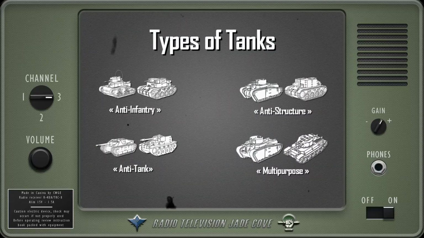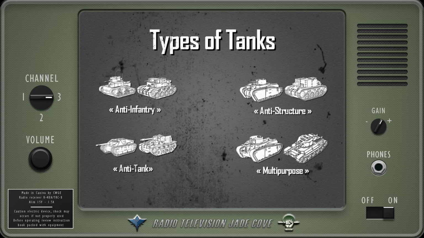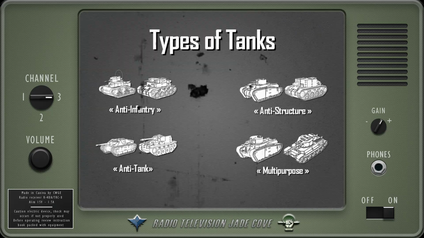To finish off with some general information, there are four main types of tank: anti-infantry, anti-structure, anti-tank, and the last one, which we'll call multi-purpose. And now, to help you recognize them, we're going to introduce you to the four main tanks of each of the two factions.